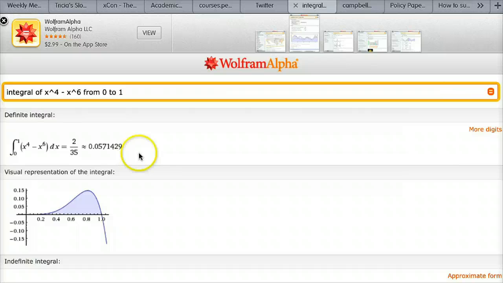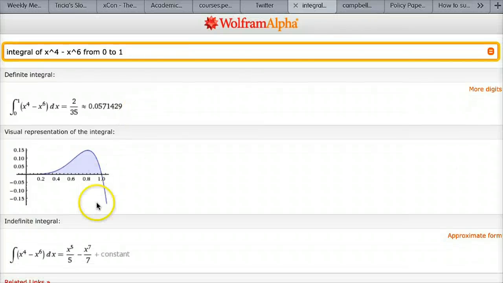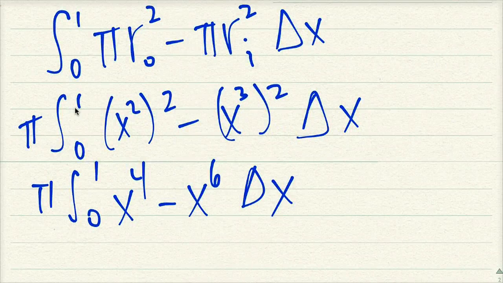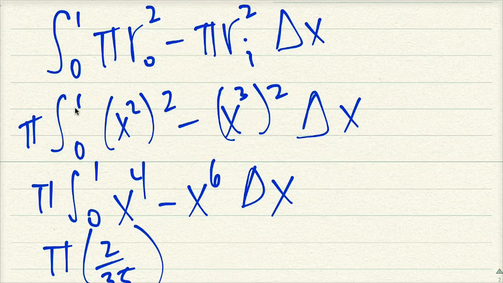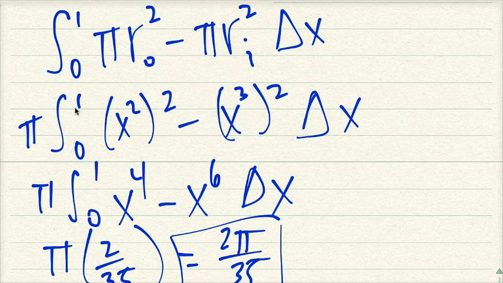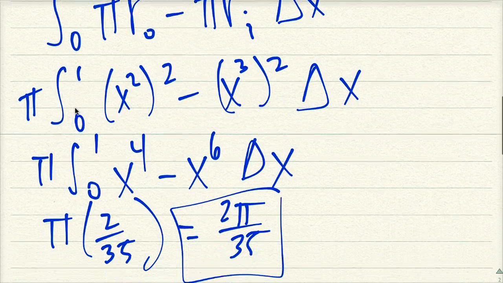What's really cool about this too is it also does indefinite integrals as well. So if you don't have bounds, it also tells you what the antiderivative is, just to check your work. So this one's 2 over 35. So if I go back to my problem, it's pi times 2 over 35, or 2 pi over 35. So Wolfram Alpha really makes your job a lot easier.